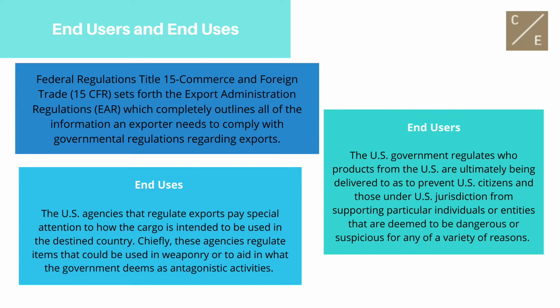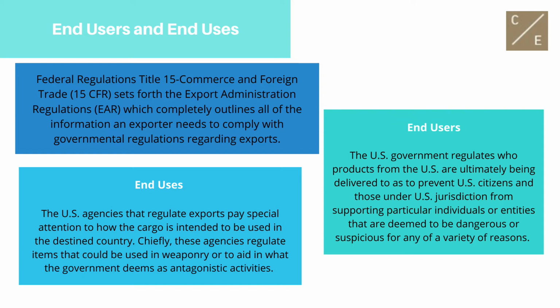With end uses, the U.S. agencies that regulate exports pay special attention to how the cargo is intended to be used in the destined country. Chiefly, these agencies regulate items that could be used in weaponry or to aid in what the government deems as antagonistic activities.